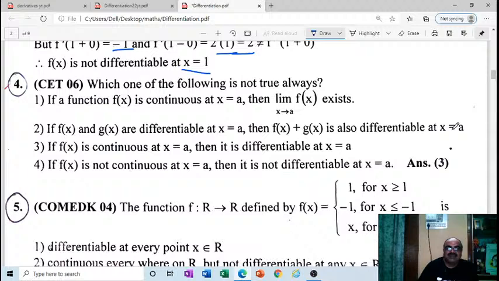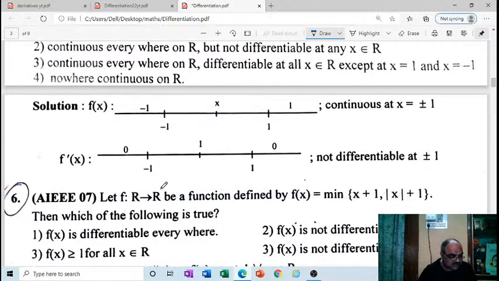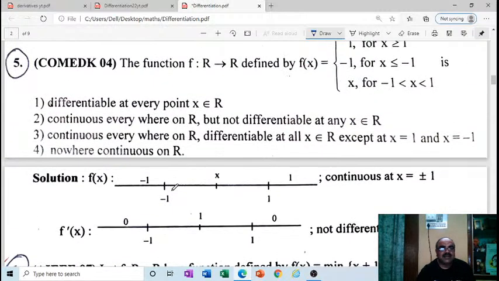Tell me, what is the right one here? You need to be very careful. The question is, which of the following is not true always? It's not what is true, it is what is not true. What is false, that needs to be identified here. The answer is the third one. If f of x is continuous at x equal to a, then it is differentiable. We have already seen this. It is not possible always. In a few specific instances this can be accepted, but it cannot be said as a generalized statement. That's why the third one is not a true statement. Hope the concepts are clear.